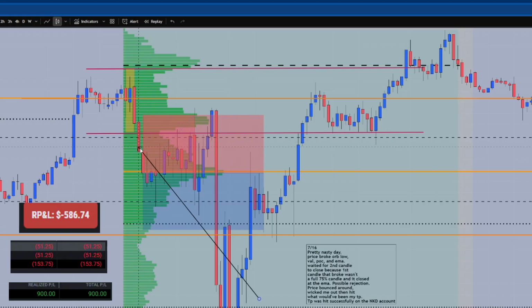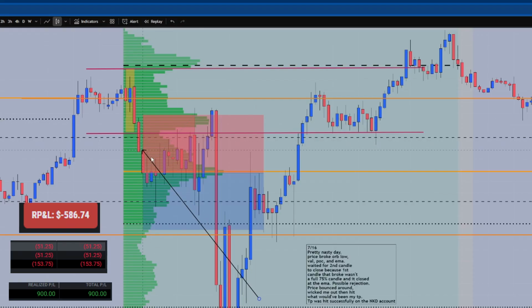So I did not take this trade here because it's not a 75% candle. My main rule, the first thing I look for when I'm entering an ORB trade, is that 75% of the candle needs to be out of the ORB. This is not a valid break for me. Also, when this broke, the EMA was kind of right here. So once it stopped at that EMA, in my head it used that EMA as rejection, so it possibly could have rejected off the EMA and bounced back in.